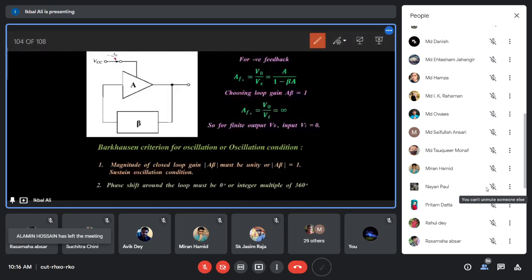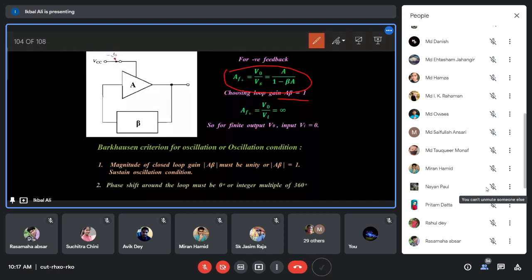Just remember from the last day's class that this positive feedback gain is A by 1 minus A beta. If you put A beta equal to 1, then the denominator becomes 0, so the gain becomes infinity. From that, we concluded that without any input signal, you will get some finite amount of signal at the output. That is the principle of the oscillator.